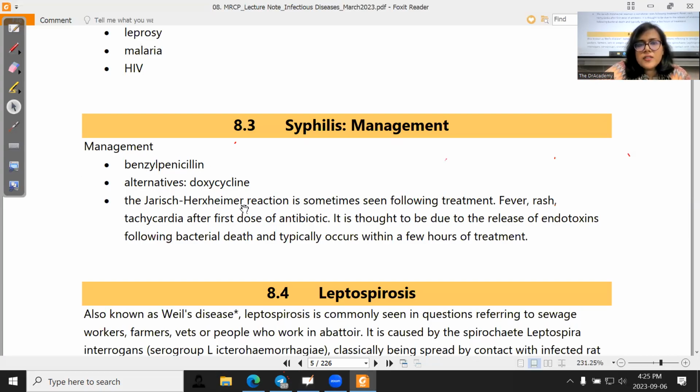And Jarisch-Herxheimer reaction is basically, after injecting the first dose of penicillin, if the patient suffers from fever, rash, and tachycardia, that is known as the Jarisch-Herxheimer reaction. It's a very complicated Jewish name. So this is because after the syphilis bacteria is killed, there is a huge release of endotoxin, which causes this reaction.